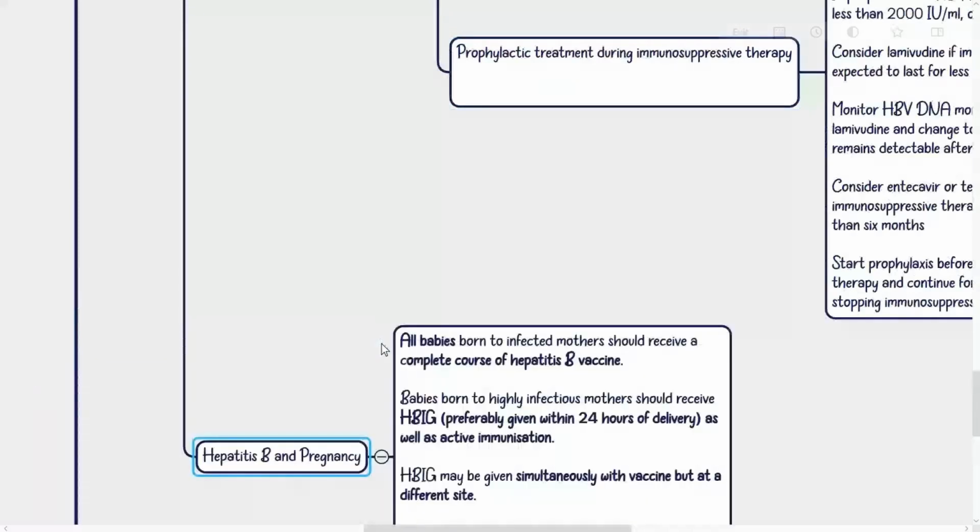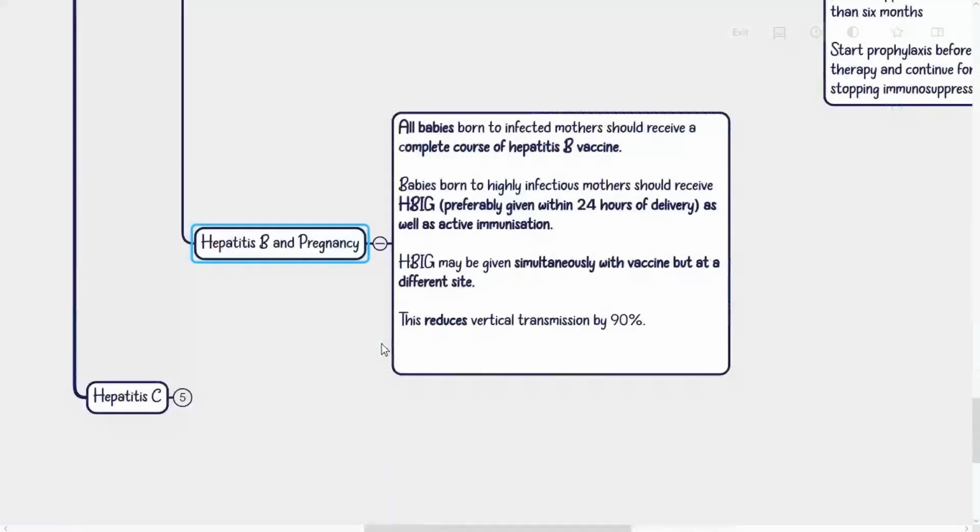Hepatitis B in pregnancy. All babies born to infected mothers should receive a complete course of hepatitis B vaccine. Babies born to highly infectious mothers should receive HBIG, preferably given within 24 hours of delivery, as well as active immunization. HBIG may be given simultaneously with vaccine, but at a different site. This reduces vertical transmission by 90%.